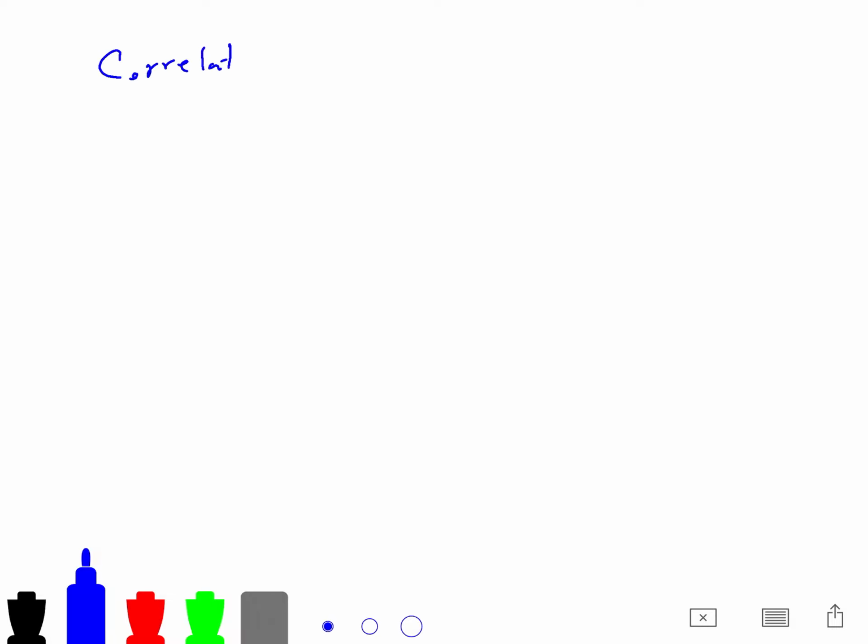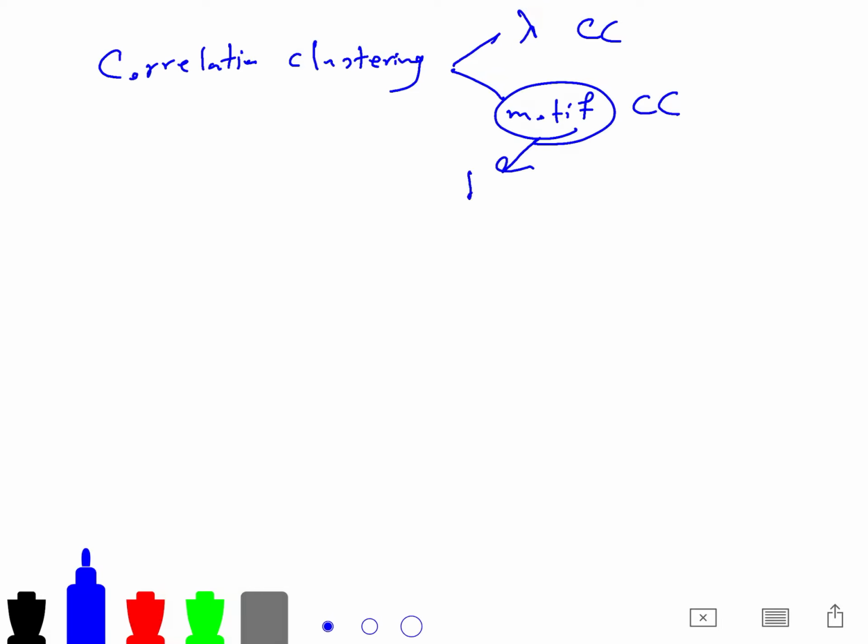No, there are two different ways for correlation clustering. I mean, many different ways, but two of the most important ones are Lambda correlation clustering and Motif correlation clustering. This is about hypergraphs. And so hypergraphs are very important. For example, you can generalize everything from graph to hypergraph.